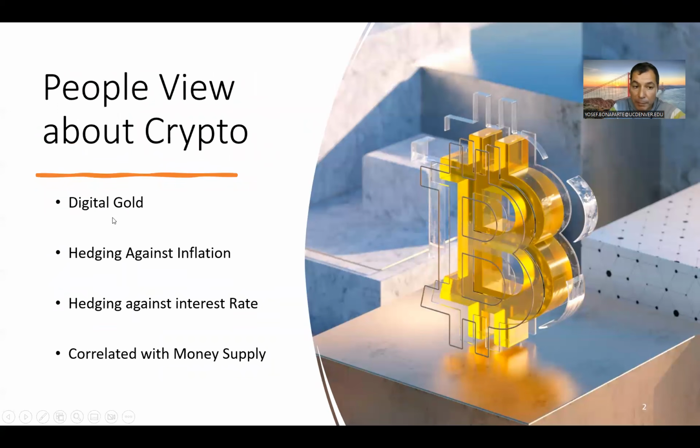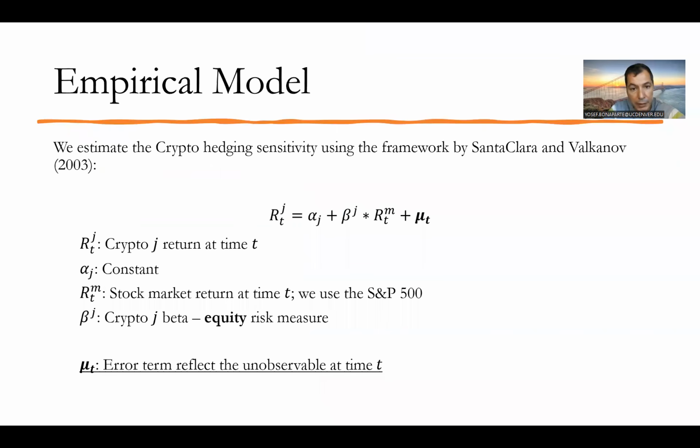How do people view crypto? Some people view crypto as digital coin. Is it? Some people say it's an asset to hedge against inflation. Is it? Hedging against interest rate, high rates. Is it? Or correlated with money supply? When there's more money supply, you can make more money by buying crypto. Is it? We don't know.